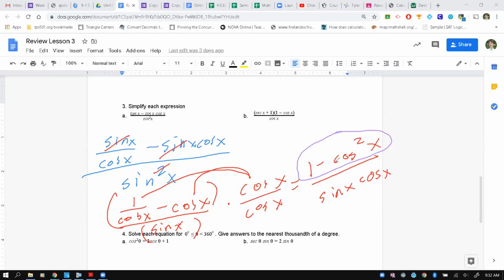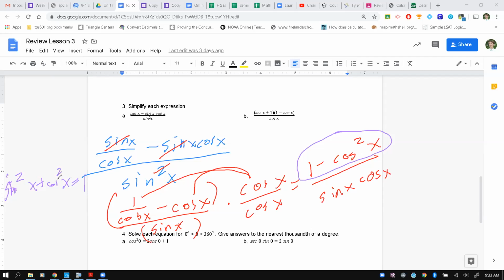Let me look here in my notes. It's been a while. The squared is the key part there. Having a 1 and a squared, there's an identity that involves that. The Pythagorean? That's right. Yeah, the Pythagorean. Sine squared plus cosine squared is 1.